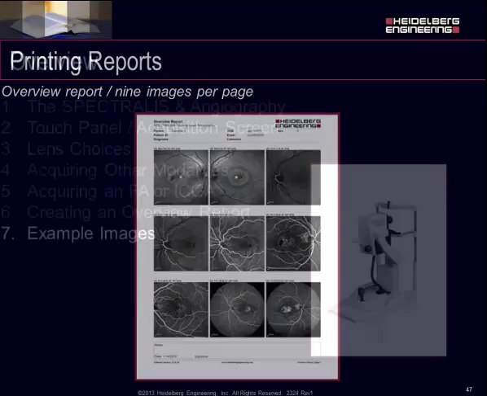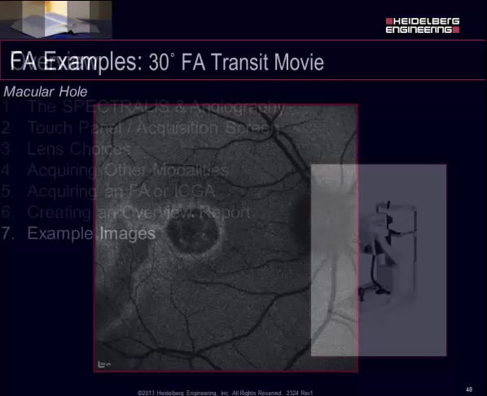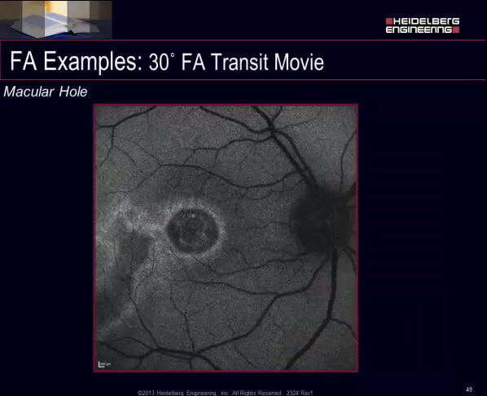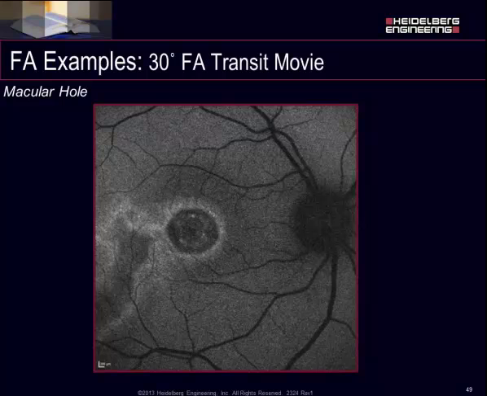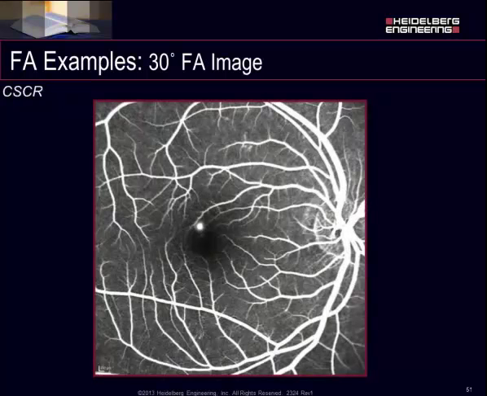So now let's look at a couple more example images. Here's a macular hole in an early phase. And here's with some dye. This is a CSR patient, and a little bit later into the angiography.